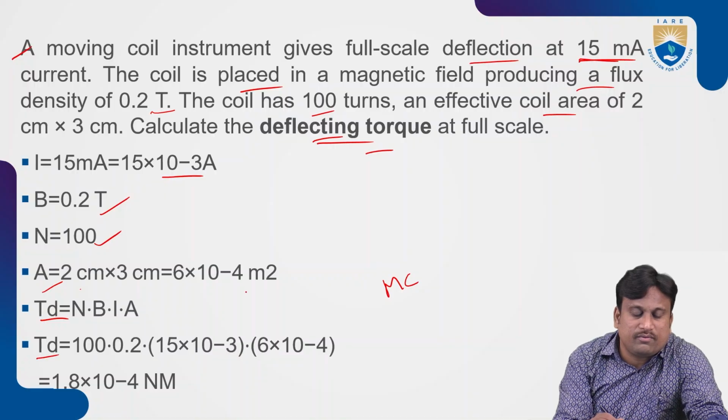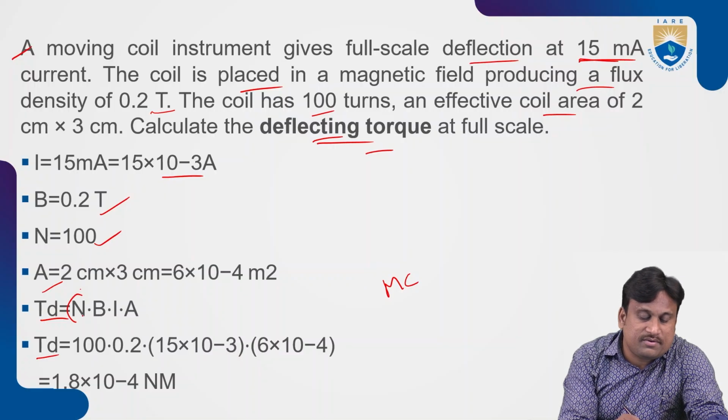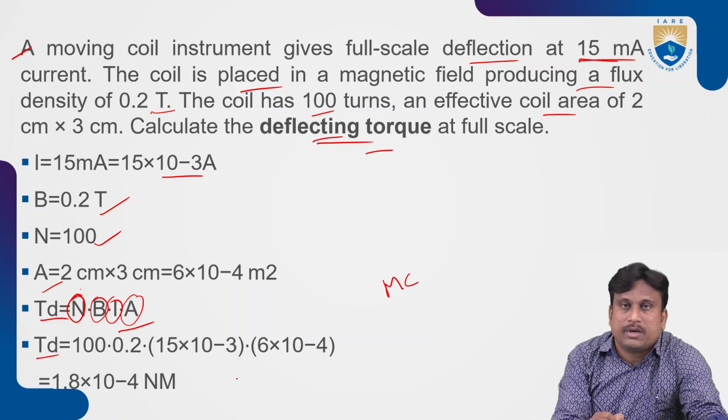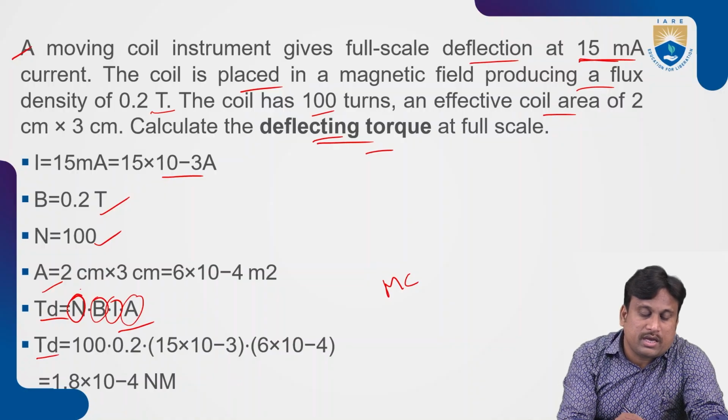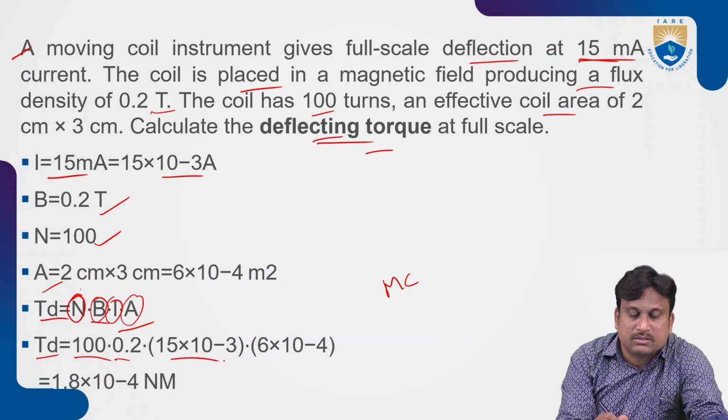When you substitute all the values, the number of turns, B value, current value, and area of cross section value, in the prescribed expression, we can get the amount of deflecting torque in Newton meters. Here N is the number of turns, which is 100, B is the flux density, that is 0.2, and the current is about 15 milliamps, 15 into 10 power minus 3.